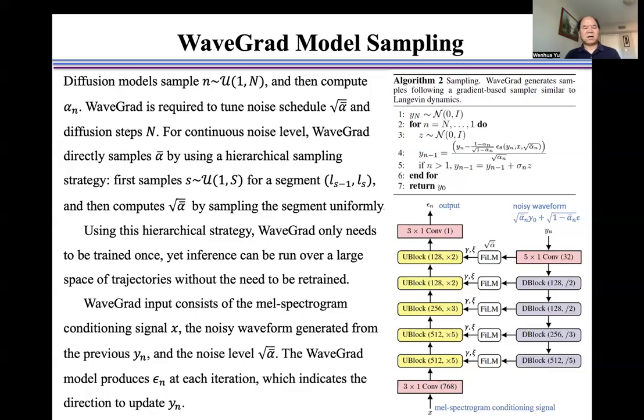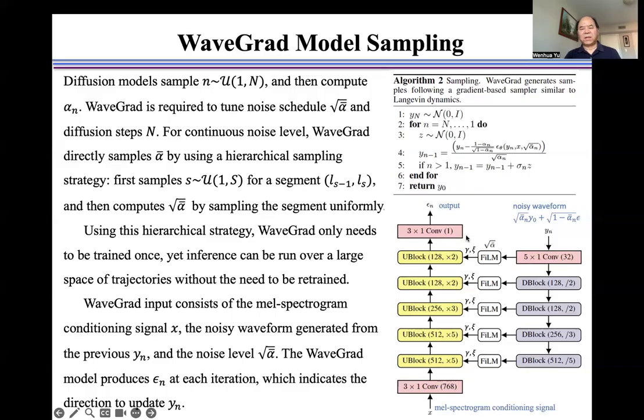Using this hierarchical strategy, WaveGrad only needs to be trained once, yet inference can be run over a larger space of trajectories without the need to be retrained. Here is the sampling process of the model.